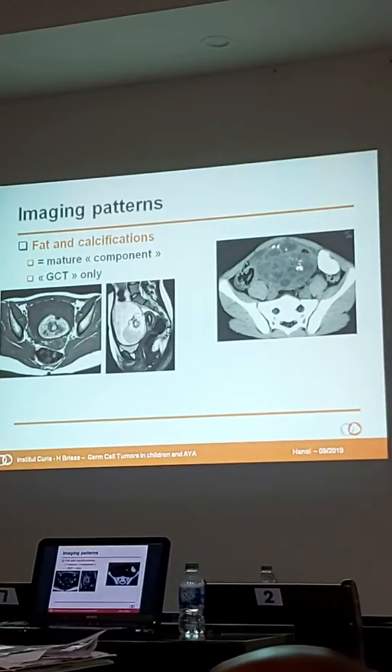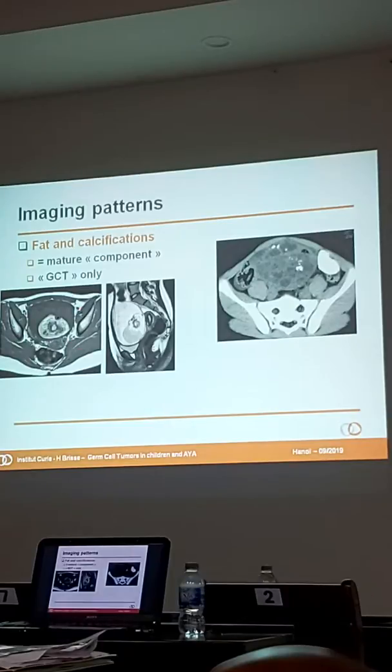So what about the imaging patterns now? You should think about germ cell tumor each time you see a mass containing fat and calcification. The calcification may look like a tooth, or sometimes a part of a bone, and sometimes it's just pure calcification. So each time you find both fat and calcification, you should think about this. So this is a typical pattern here.